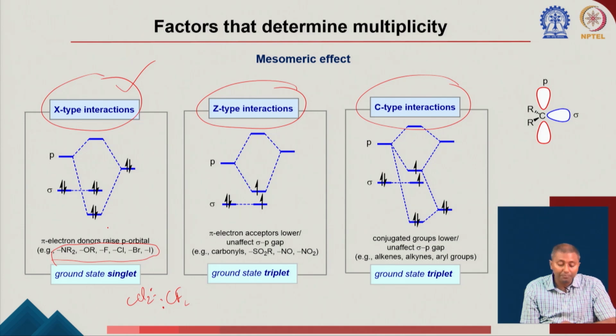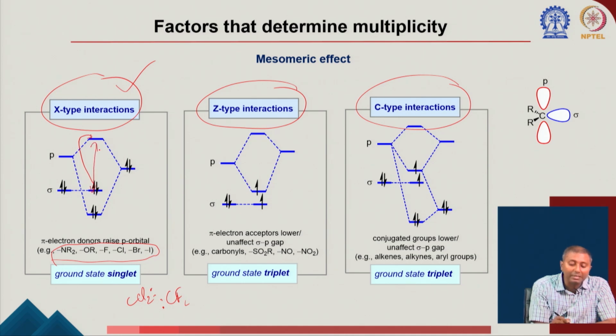Now you can see the gap between this. So if it has to be a triplet, then one electron has to migrate from here to here. Now that is getting very difficult because this gap is getting very increased. If this gap is increased, that means it is not possible. So it is going to stay as a singlet carbene instead of the triplet.